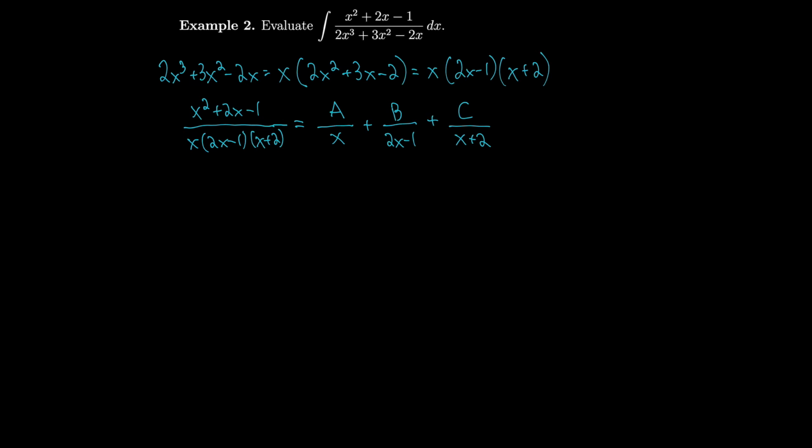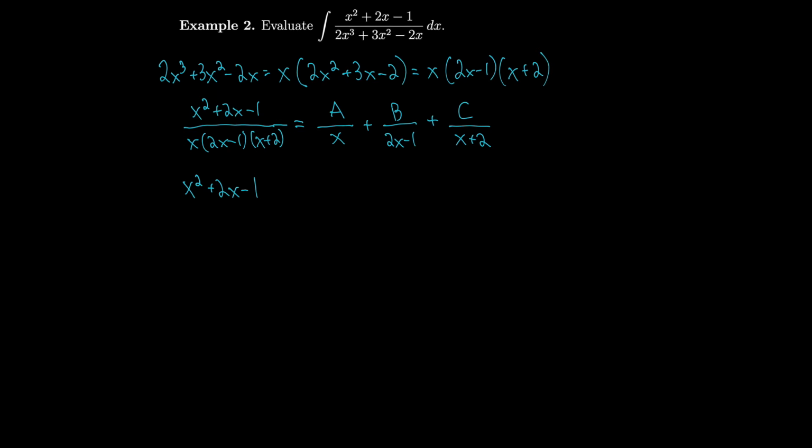So let's see if we can figure out what these numbers a, b, and c would have to be to make this equation true. So we write x squared plus 2x minus 1. And instead of dividing by this, how about I multiply the left and right side of the equation by that denominator? So then that'll cancel out this denominator. It'll cancel out the x, it'll cancel out the 2x minus 1, and it'll cancel out x plus 2. And it'll leave me with whatever did not cancel for each on the top.